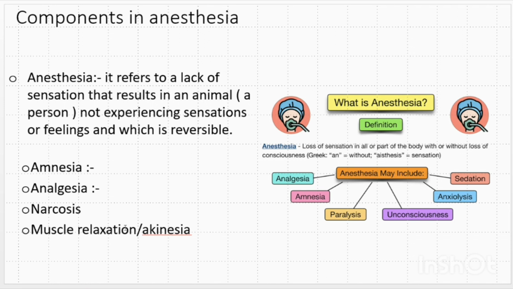Next is muscle relaxation or akinesia. Relaxation means absence of movement. The patient will not move his or her body during general anesthesia. In spinal anesthesia, the patient can move the upper body, like the hands, but the lower body will be under unconscious status. But in general anesthesia, the whole body will be in a muscle-relaxed state, because we give drugs like depolarizing and non-depolarizing. There is a classification.